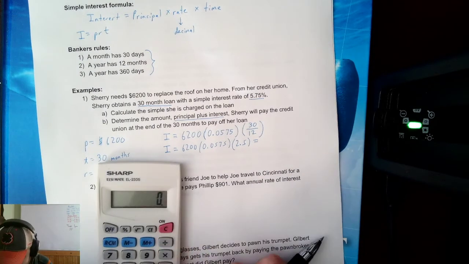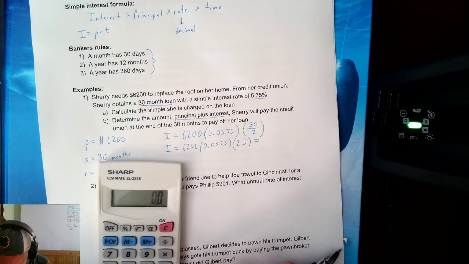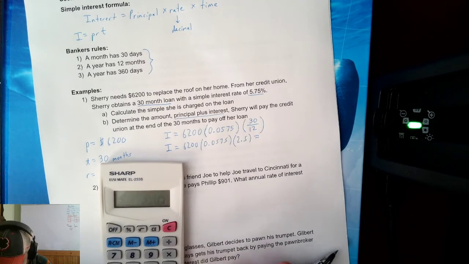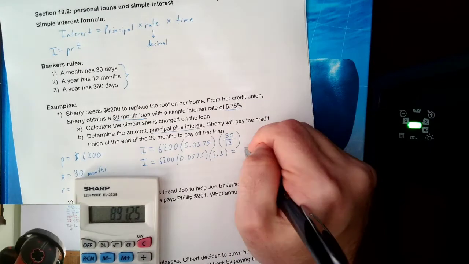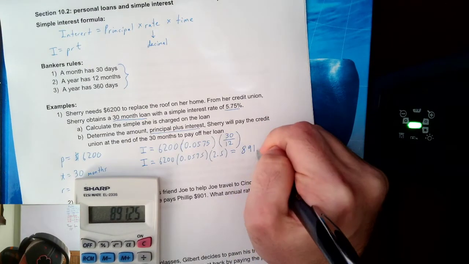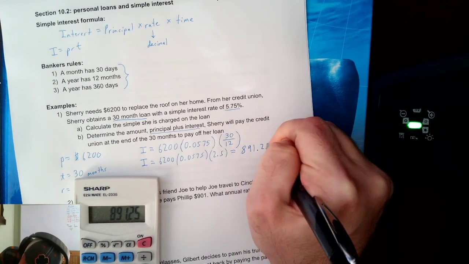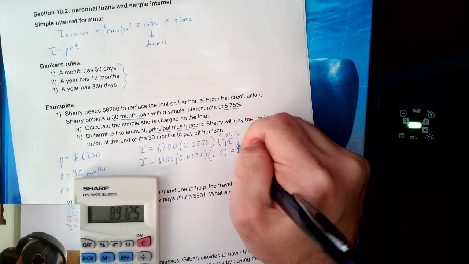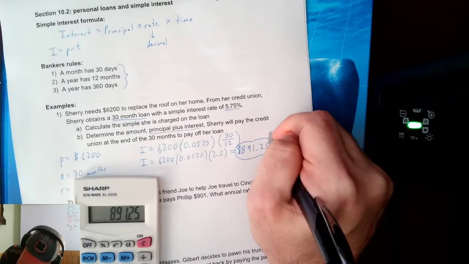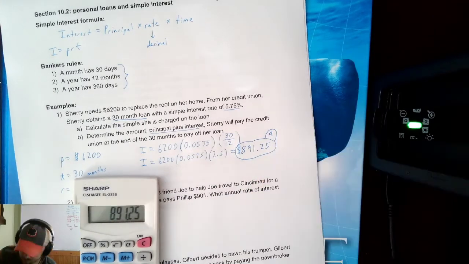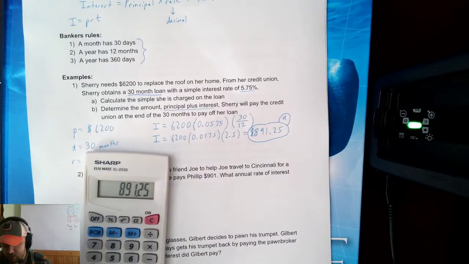So let's see. I'm going to take 6,200 times 0.0575 times 2.5. That gives me 891.25. And that's dollars, because it's interest, right? And that was part A. I calculated the simple interest she was charged.